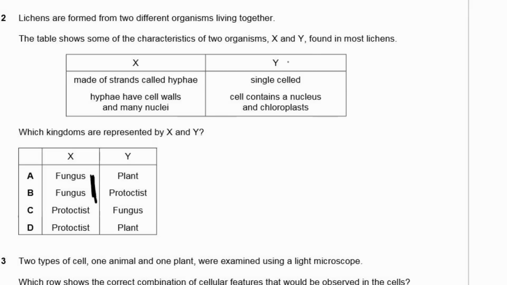Okay. Y, it's single-celled, the cell contains a nucleus and chloroplasts. So plants, they contain nucleus and chloroplasts, but they're not single-celled. Protoctists, yes, they're single-celled, and they contain a nucleus and chloroplasts. Fungus, nope, those are as described as an X. And plants, again, it's not a plant. So the answer is B.